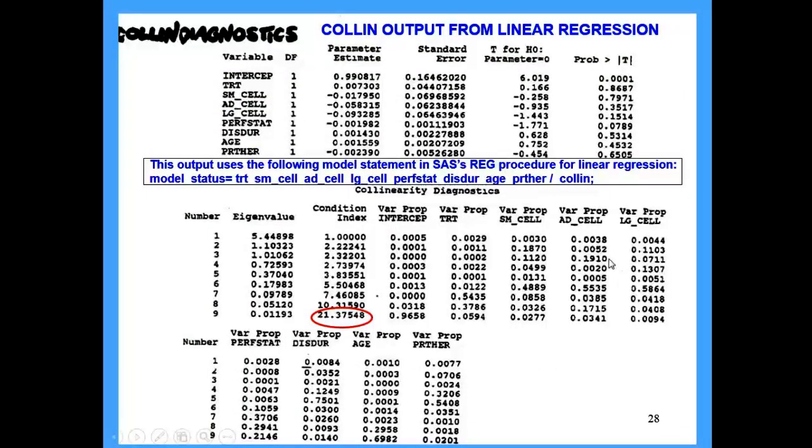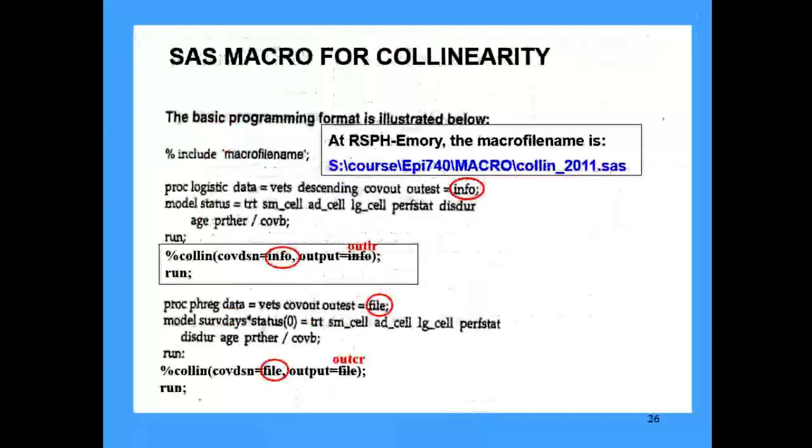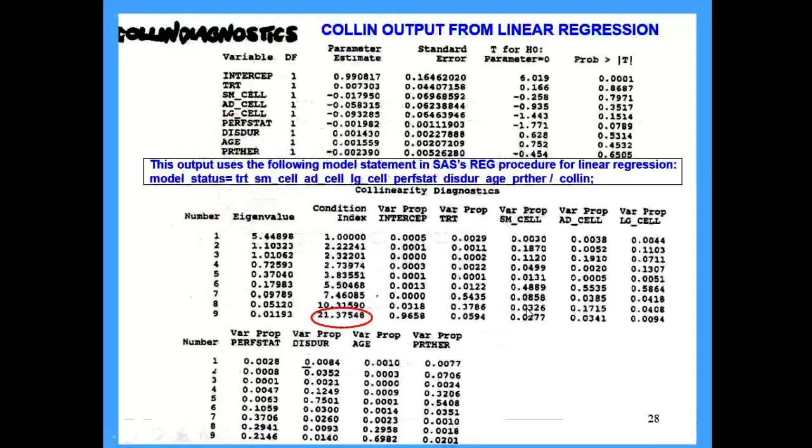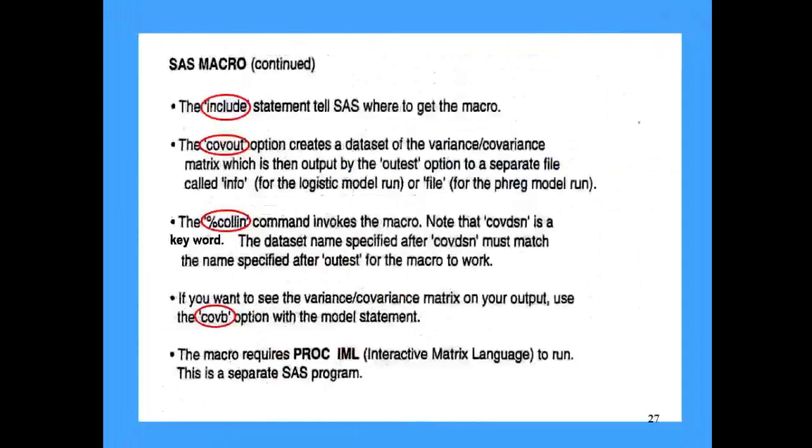Well, the first output I'm going to show you is what you would get if I didn't use either of these two, if instead of proc logistic or proc PHREG, I ran, let's see if it's here. It's not here. Oh yeah, here it is. If I ran SAS's reg procedure and I said, this is my model for proc reg, you see this thing at the end? What does that say? Colin. So what am I doing? I'm using proc reg. I'm using the colin option. It's the same data as I was doing. It's the VETS data. But now I'm doing linear regression.